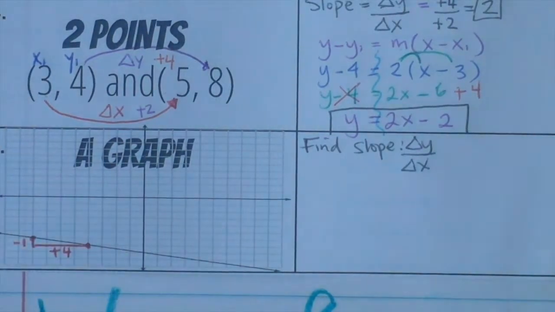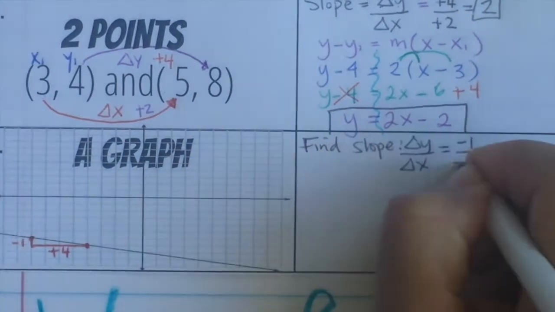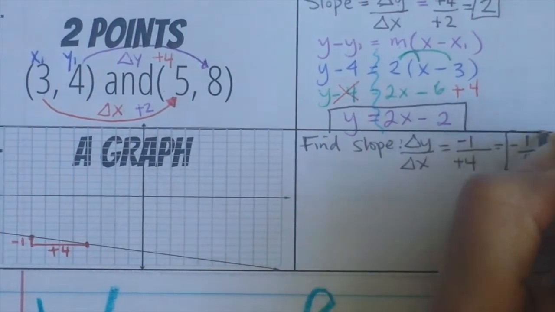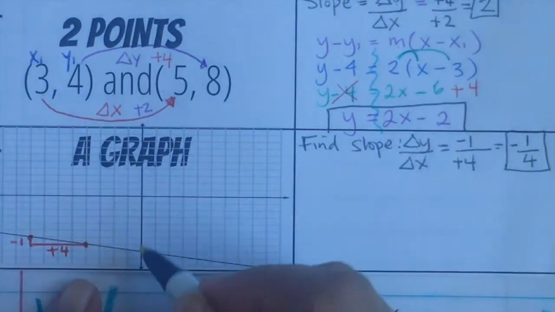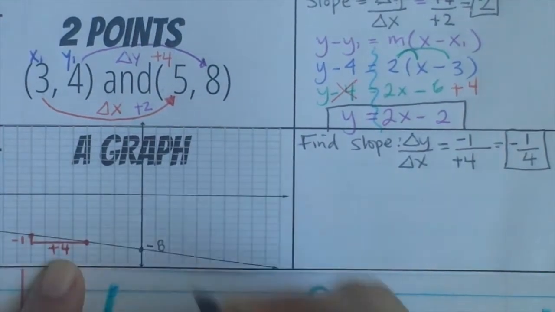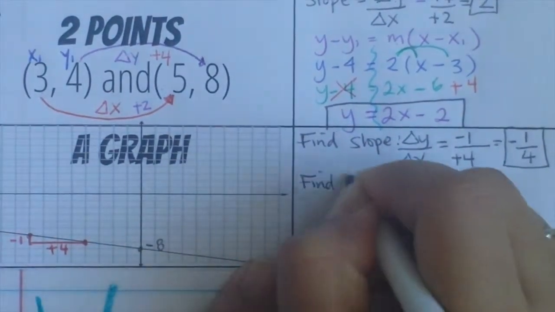And then go ahead and write it down. So change in y is negative 1, and change in x is positive 4. A positive and a negative is a negative, and then 1 over 4. So that's my slope. What else do we need? We need my y-intercept, because we're actually using y equals mx plus b. So just count those down. How many boxes down is that? That's negative 8. So my y-intercept is negative 8.